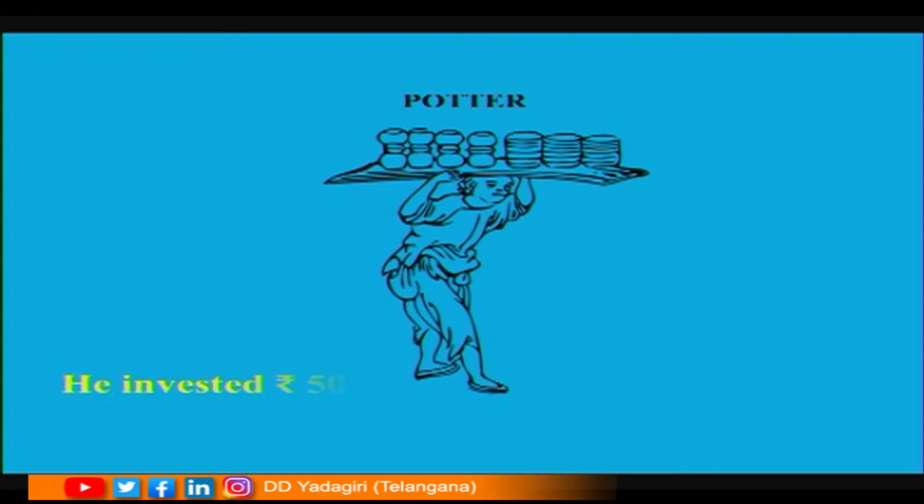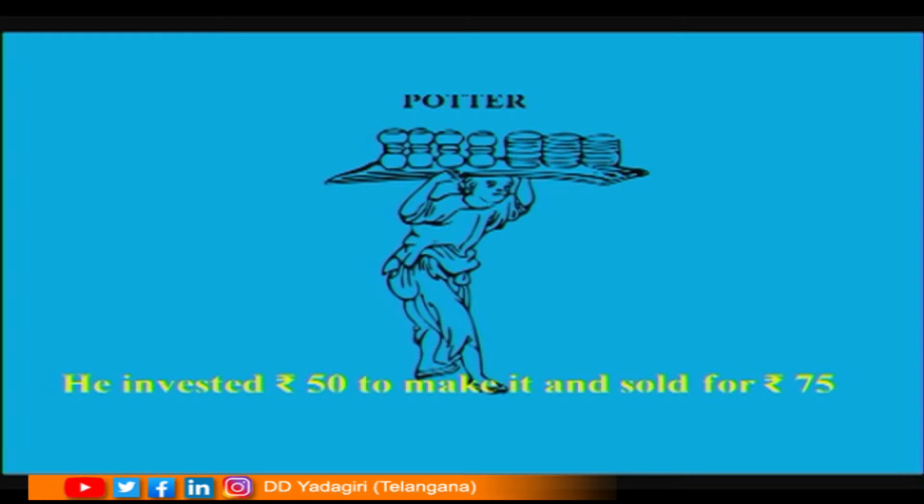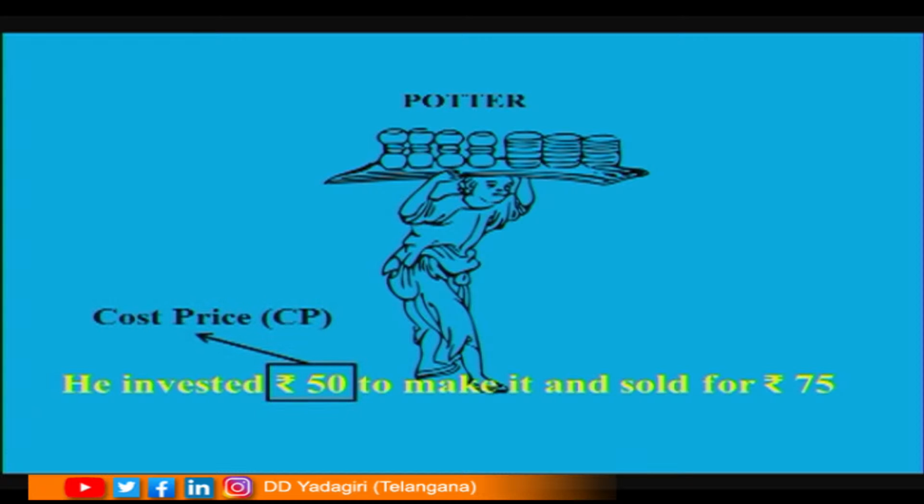Now, we are going to learn another interesting concept of profit and loss. Let us start. Look at this potter, he is carrying a lot of articles. To make it, he invested 50 rupees and he sold it for 75 rupees. Now, children, do you know what this 50 rupees is called? Yes, it is called the cost price.